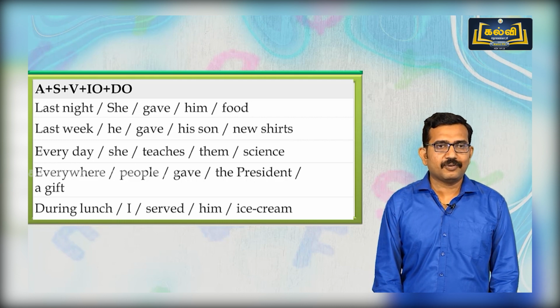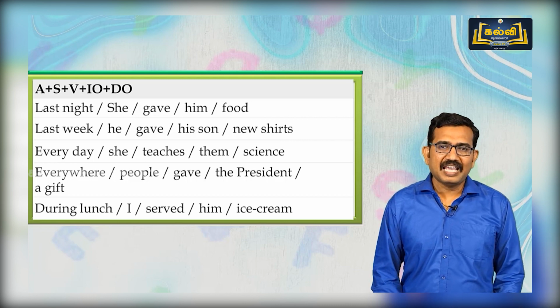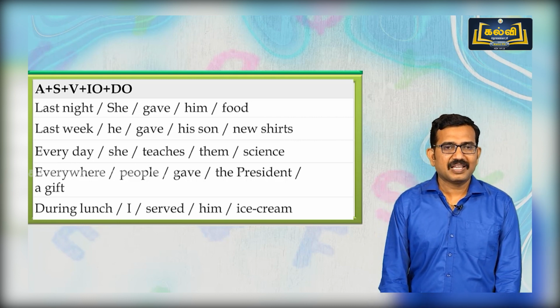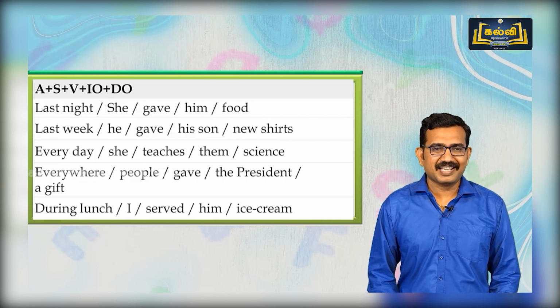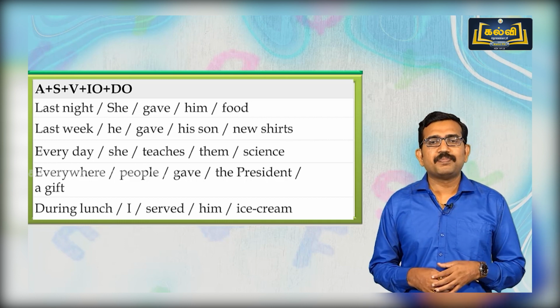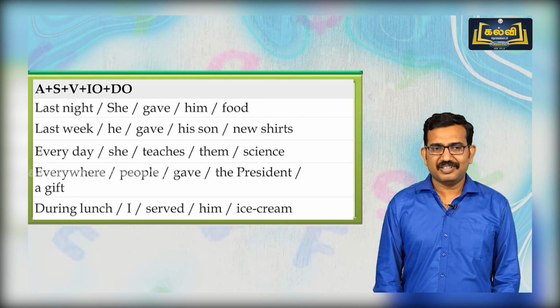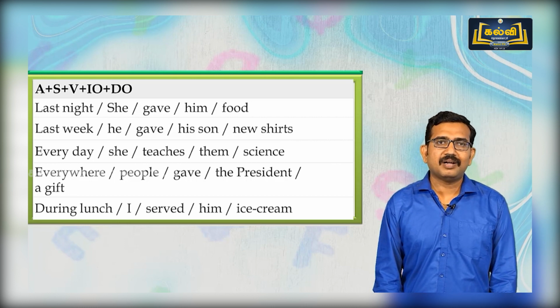This is example for ASVIO and DO. Last week, he gave his son new shirts. Every day, she teaches them science. Everywhere, people gave the president a gift. During lunch, I served him ice cream.